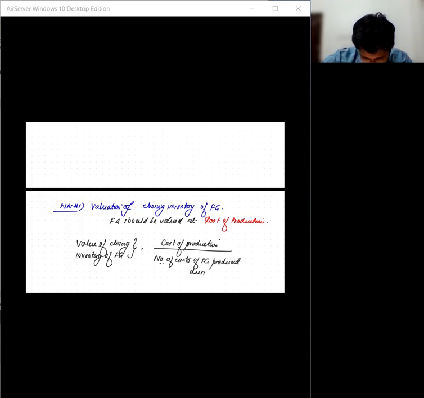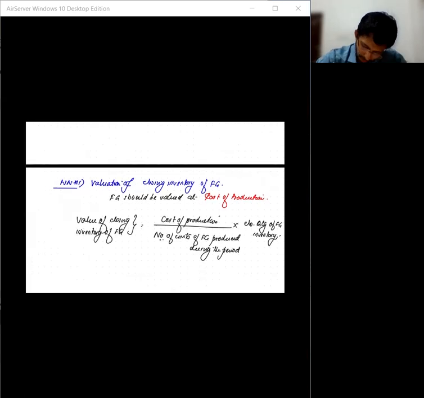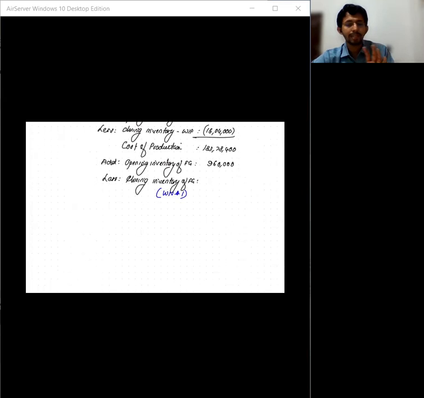The formula will be, you take total cost of production divided by the number of units of finished goods produced during the period, multiplied by the closing quantity of finished goods inventory. So here, what is the cost of production? The cost of production is 183,78,400. You don't have to consider the opening value.